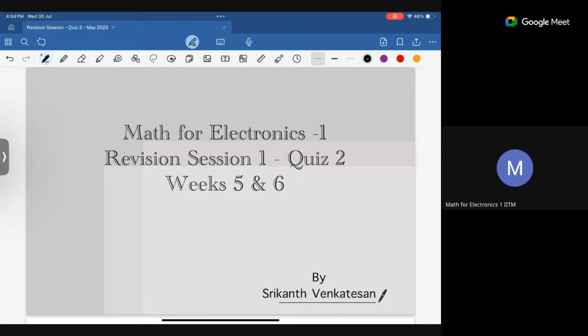So today is a big day. We are going to revise week 5 and 6, which will be helpful for our quiz 2 preparation. In this particular session, we will be revising week 5 and 6. And on Friday, we have one more session at 10 a.m. In that session, we will revise week 7 and 8 along with the mock. If you have any doubts in the mock, you can ask them.